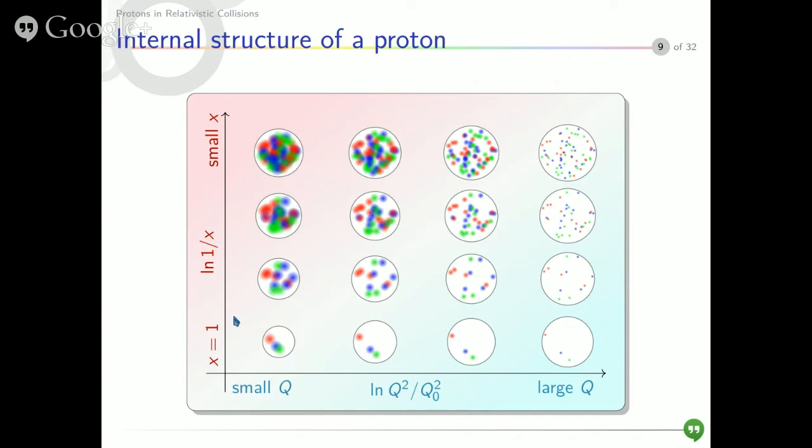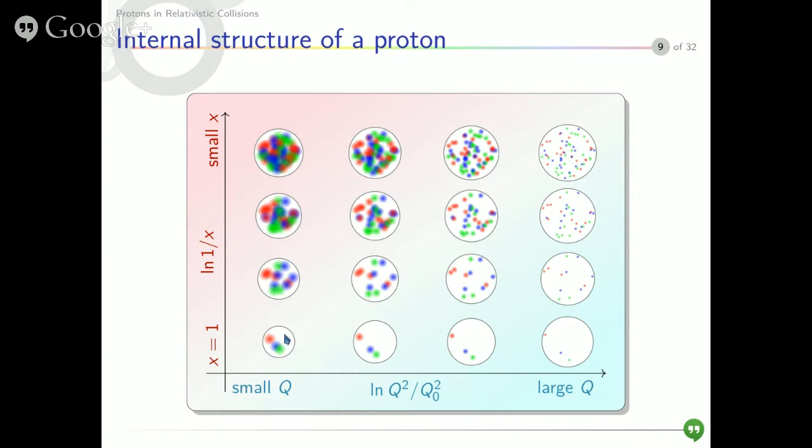Conversely, in collisions where the interacting particles have large momentum fractions, so lots of energy, the proton acts as if it's made of only a few particles. And you can see that trend on the graph. The number of particles increases as you go up.